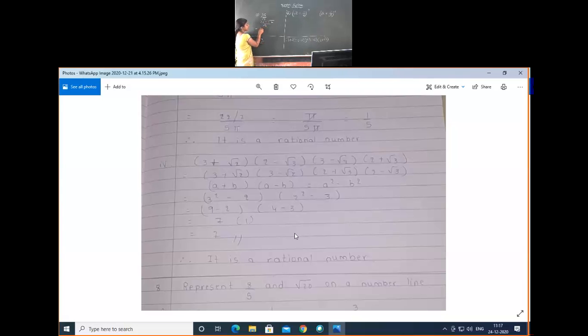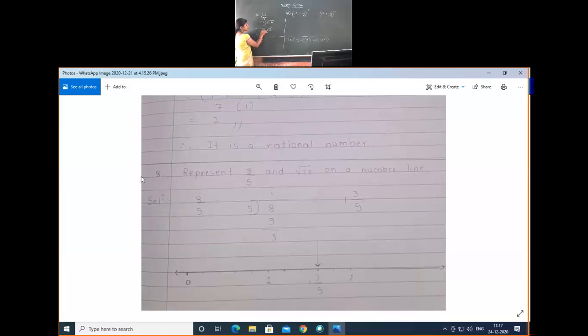Next, 3 into. Can we remove this root 4 outside? When we take root 4 outside, then we'll get 2. 3 into 2 into root 2 divided by one more root 2. Got the idea of this one? Then root 2 gets cancelled. 3 2s are 6. Is 6 rational or irrational? It's a rational number. We got the result for this question as rational. I think you also have got the same answer, no? Yes. Just verify your answer, students.